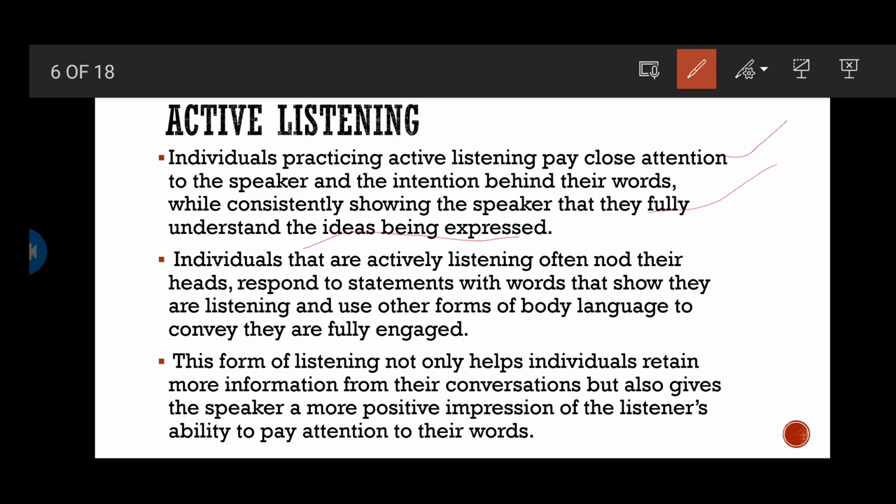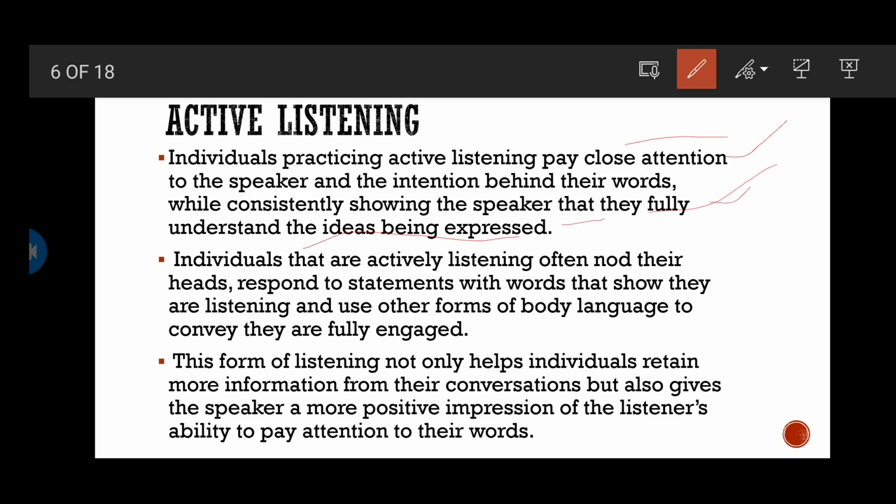In active listening, the listeners pay close attention to the speaker and try to understand the intention behind their words. They won't just listen to the words for the sake of the speech. They try to understand the emotions and intention of the speaker while consistently showing the speaker that they fully understand the ideas being expressed.